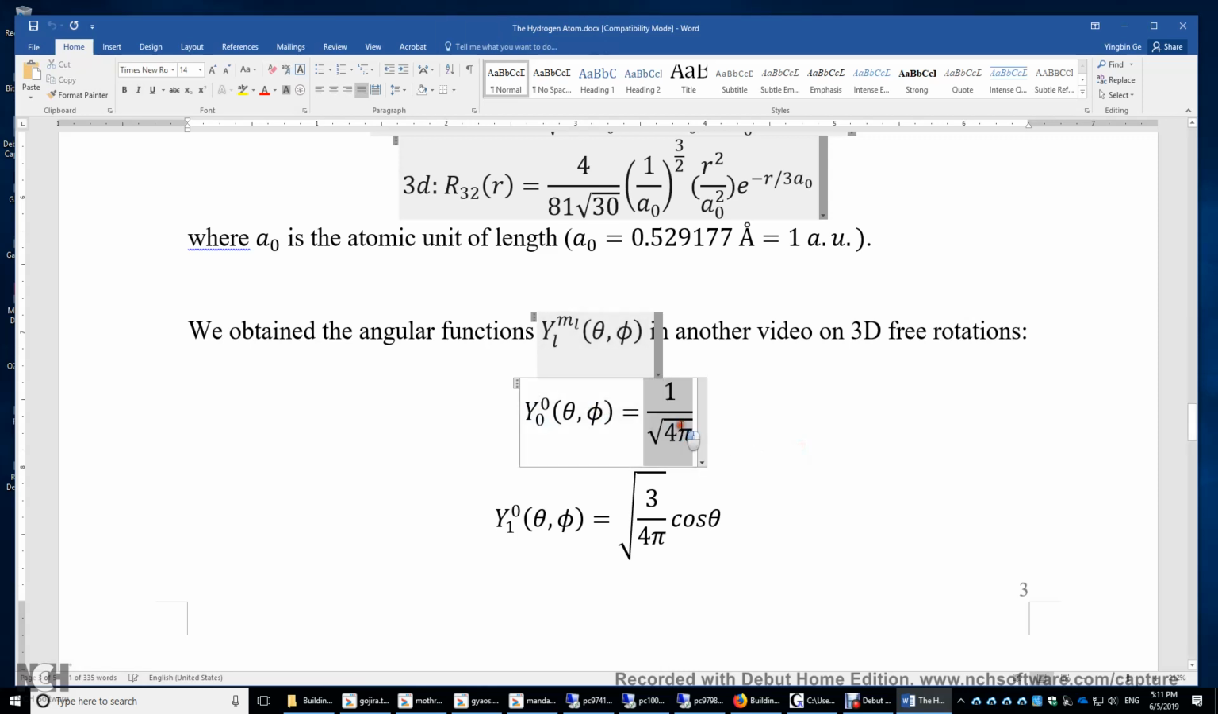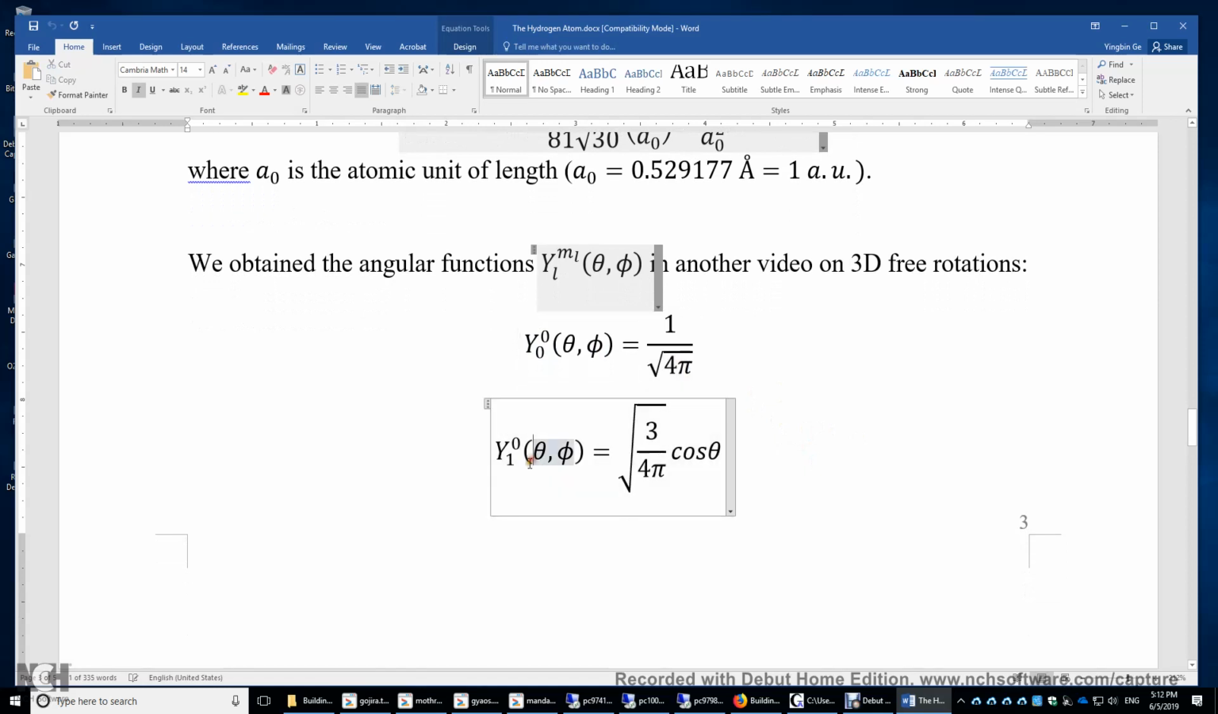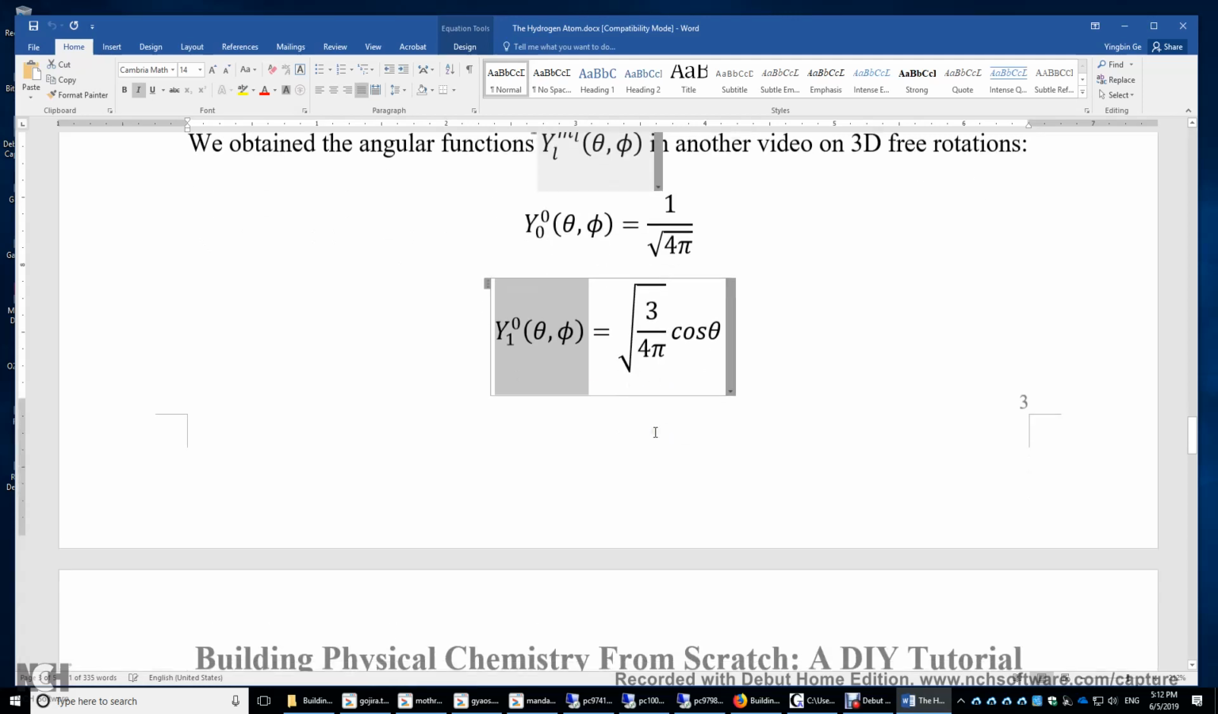That means this is spherical. It does not depend on theta or phi. When L equals 1, m sub L can be 0, -1, or +1. So over here, when m sub L equals 0, you have this cosine theta, and cosine theta is simply z over r. Later, you will see this angular function is related to the pz orbital.